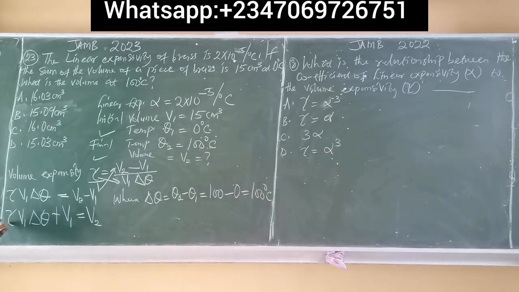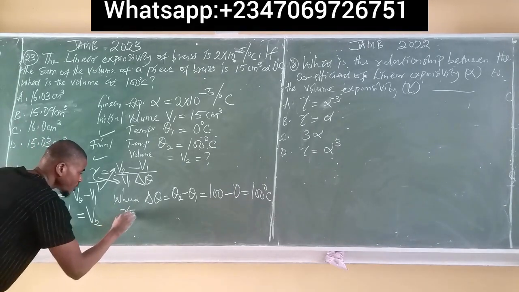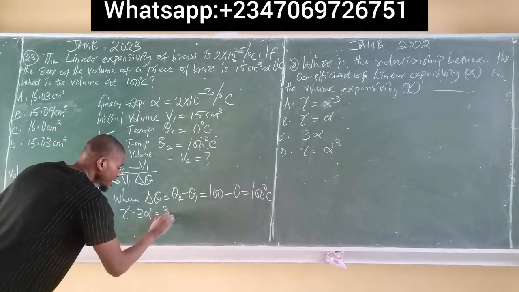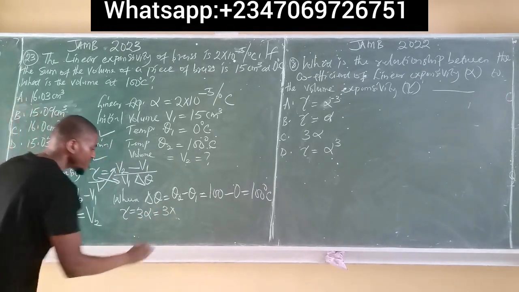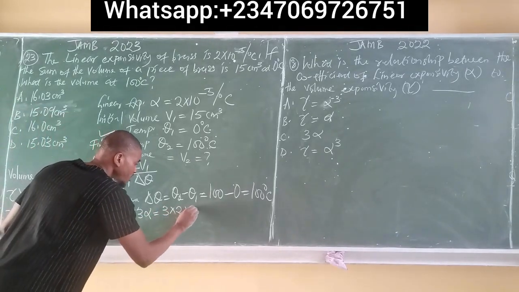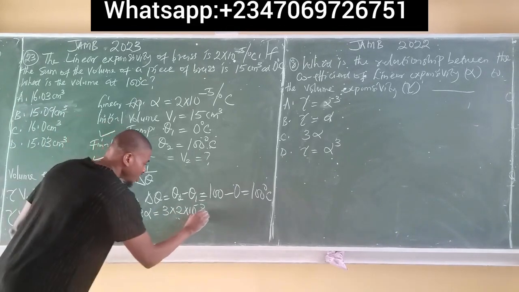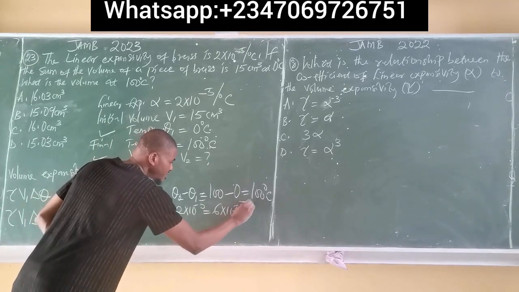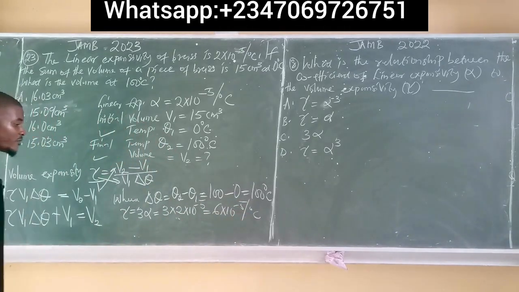Now, what is gamma? Remember, the volume expansivity, gamma, is equal to 3 times linear expansivity. So this is equal to 3 times, what is the linear expansivity? 2 by 10 to the power of minus 5. So this is actually 6 by 10 to the power of minus 5 per degree Celsius. So this is now our volume expansivity.